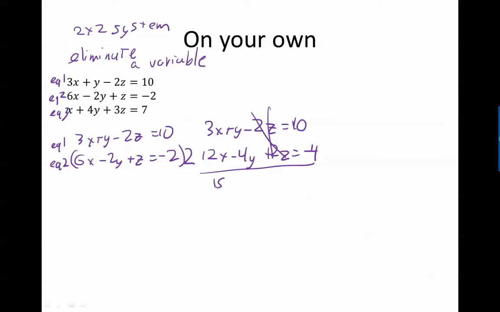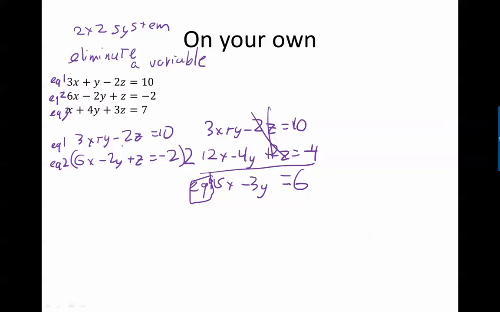And this becomes 15x minus 3y equals 6. And now I have an equation with two variables. So we're going to save that. We're going to put it aside. This is equation 4, right? Equation 4. And we're going to do the elimination of z one more time.